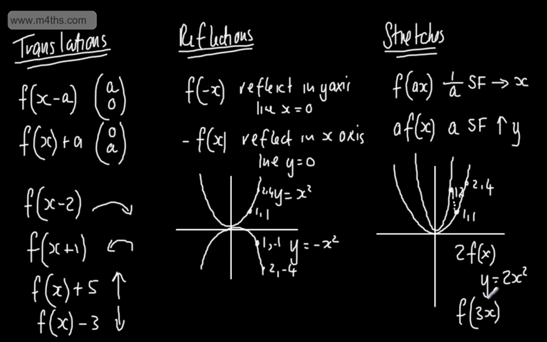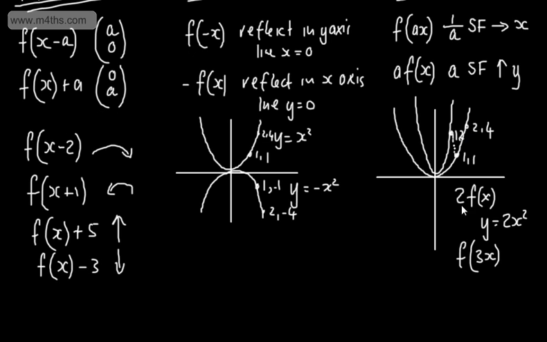If we had now f of 3x, we would divide now the x coordinates by 3. So this would become 1/3, 1. This would be 2/3, 1. It's simply saying now we need 1/3 of this number to achieve 1.